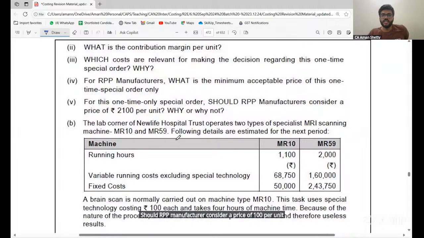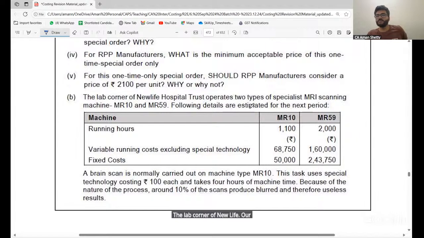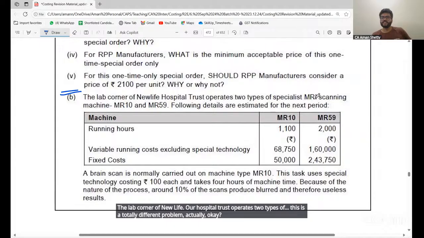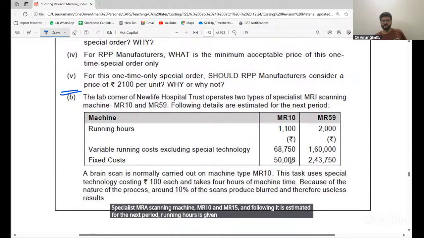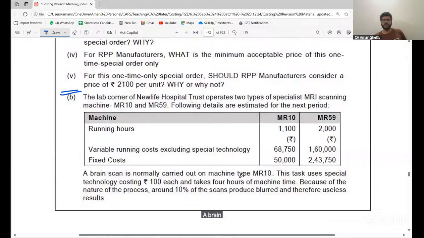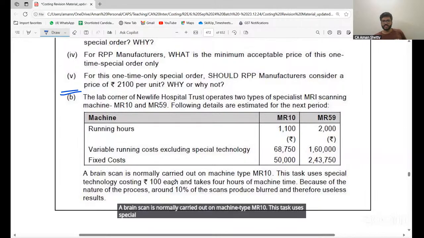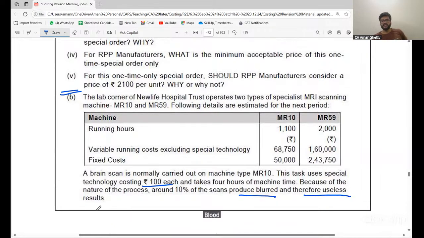Why or why not? The lab corner of New Life Hospital Trust operates two types of... This is a totally different problem actually. Specialist MRI scanning machine MR10 and MR59. Following details are estimated for the next period. Running hours, variable cost and fixed cost are given. A brain scan is normally carried out on machine type MR10. This task uses special technology costing rupees 100 each and takes 4 hours of machine time. Because of the nature of the process, around 10% of the scans produce blurred and therefore useless results.